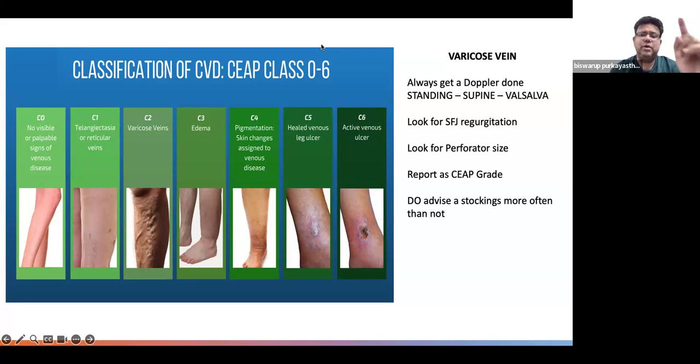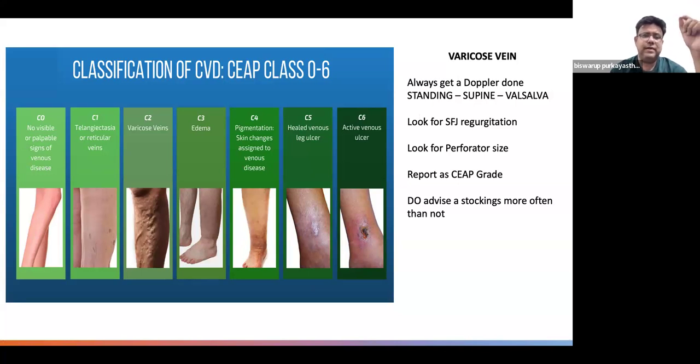Always, always, always get a Doppler done with three things: with the patient standing, with the patient lying down, and with the patient lying down and doing a Valsalva maneuver. This same Valsalva maneuver might make a saphenofemoral junction regurgitant that was otherwise quite non-regurgitant, normal looking, normal dimension. The moment you increase the afterload and do a Valsalva, that junction might start leaking, and that gives you an idea that there is an SFJ regurgitation.